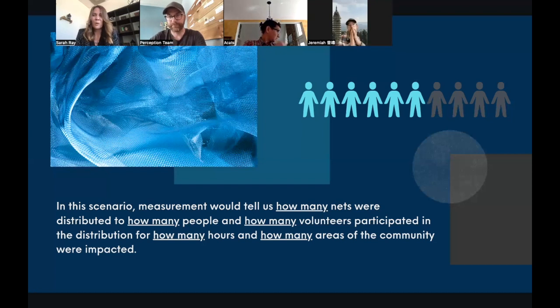So, okay, back to the bare bones of measurement. Measurement is ultimately just counting. So we're all probably already doing this in some fashion, whether we have a record of it, or we have it in a spreadsheet, or we just have it in our head, or we can go back and look at our calendar and see how many events we participated in or how many meetings we had. It's really just counting and gathering that data. So in the Nets for All scenario, a measurement effort would tell us how many nets were distributed to how many people, and how many volunteers participated in the distribution for how many hours, and how many different areas of the community were impacted, right?